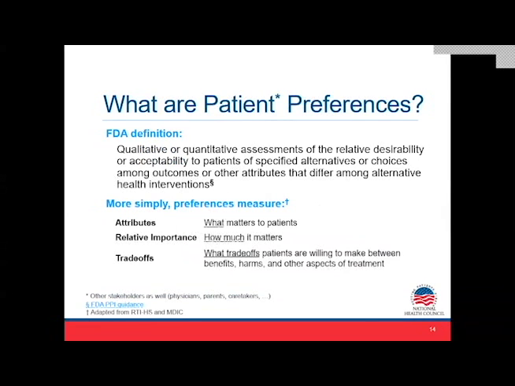For patient preferences, the FDA definition is rather a mouthful. It's qualitative or quantitative assessments of, I'm going to simplify it, the relative importance to patients of actual treatments, alternatives, or the properties of those treatments, the attributes that differ amongst the different health interventions. Now, that's hard to unpack, but more simply, preferences can measure what matters to patients, how much it matters, and what trade-offs patients are willing to make between either treatments as a whole or the benefits, harms, and other aspects of treatment.